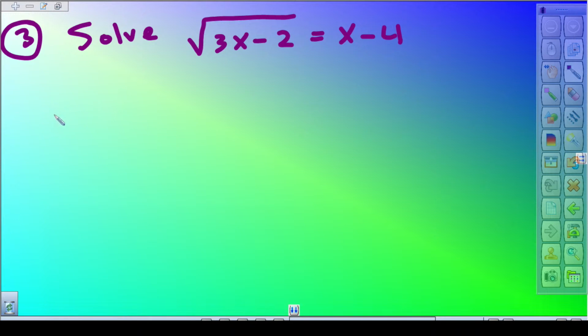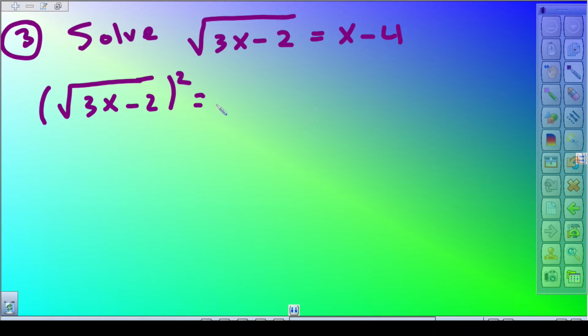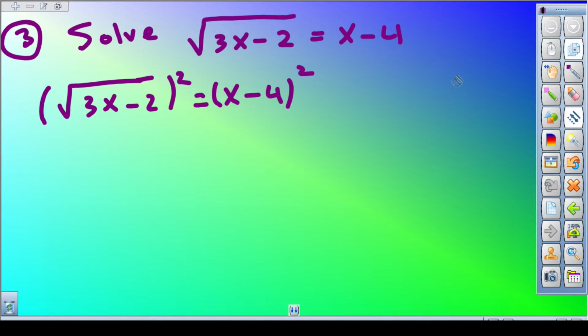So I'm going to square both sides by having a square root like this, square root of 3x minus 2 squared equals x minus 4 squared. And if you're like me, we like to use shortcuts in math, so there is a shortcut for this guy here on the right side.